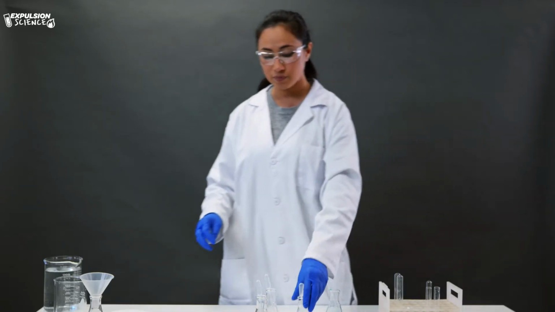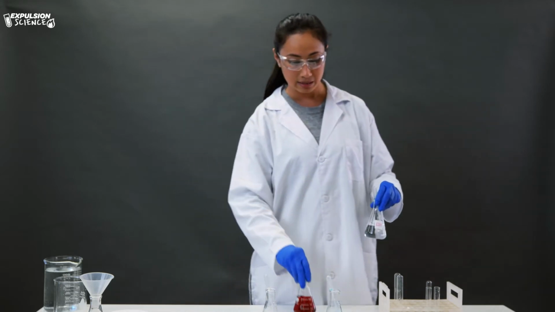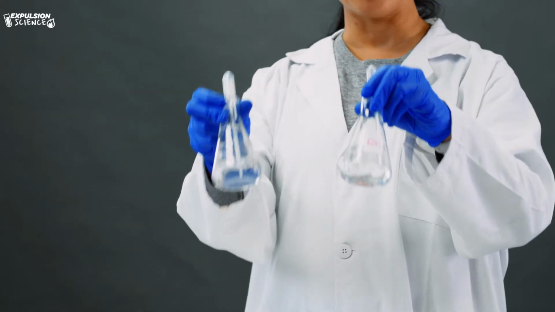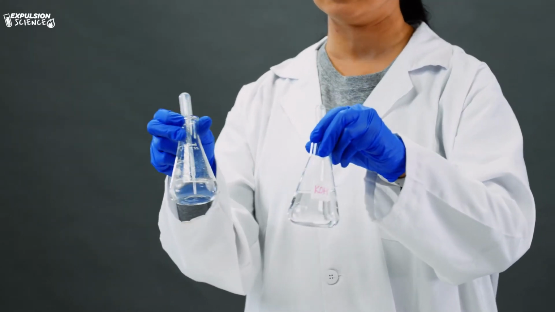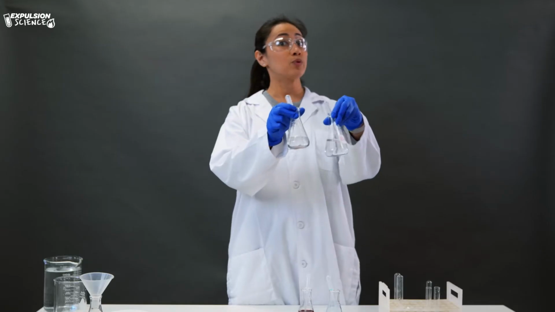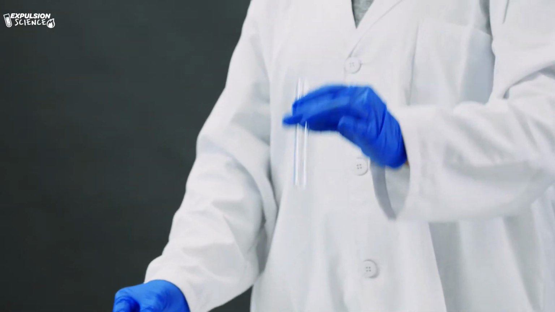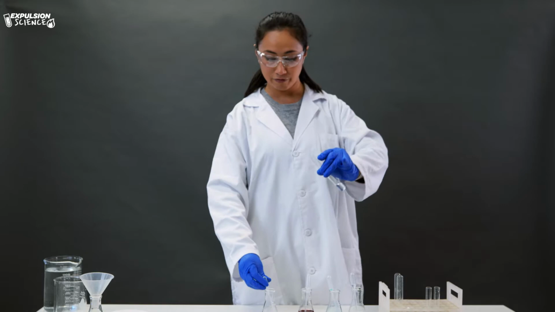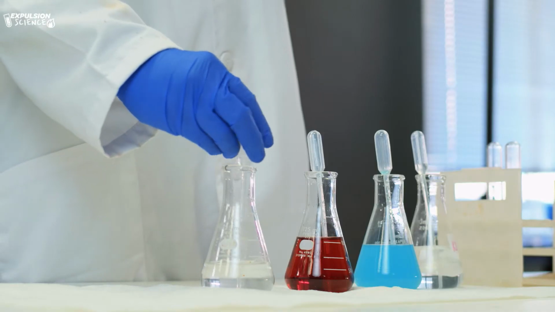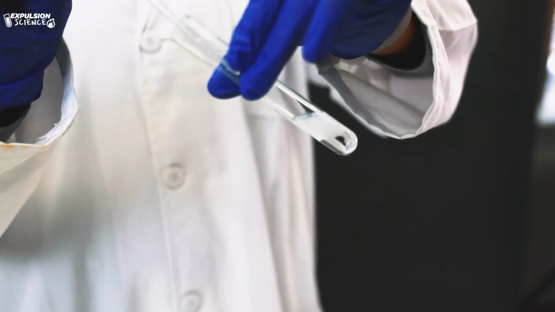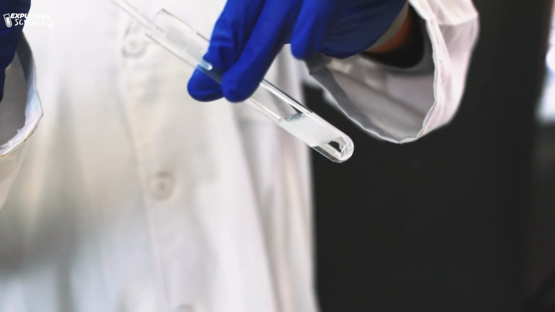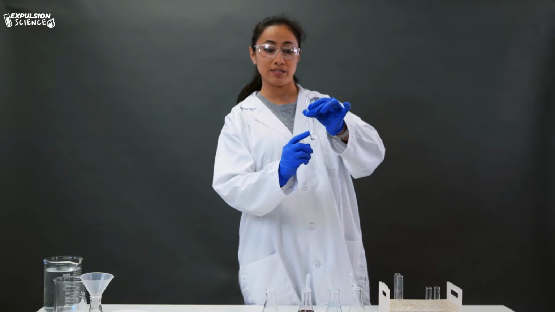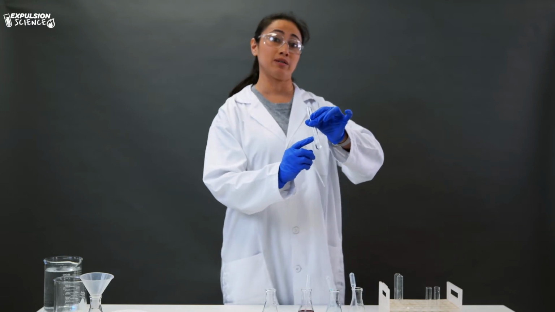The last interaction we're going to observe is when we mix potassium hydroxide and strontium chloride. Notice how both substances are colorless in appearance. So let's see what happens when we mix the two together. We're going to get a pipette full of potassium hydroxide and a pipette full of our strontium chloride. Place a few drops. Notice how once the two are interacting, there is a white substance that forms. The white substance that you're seeing here is actually strontium hydroxide.